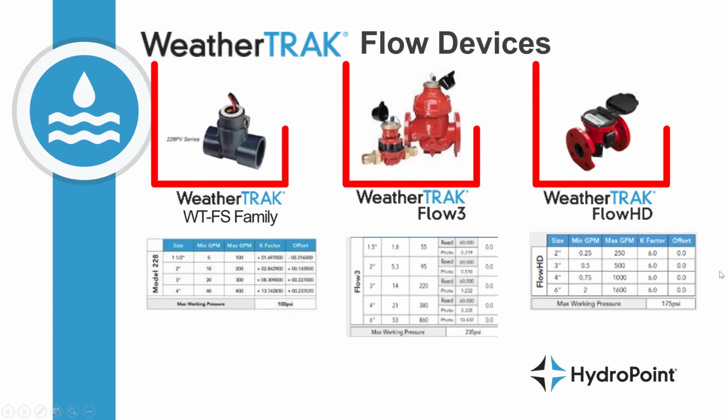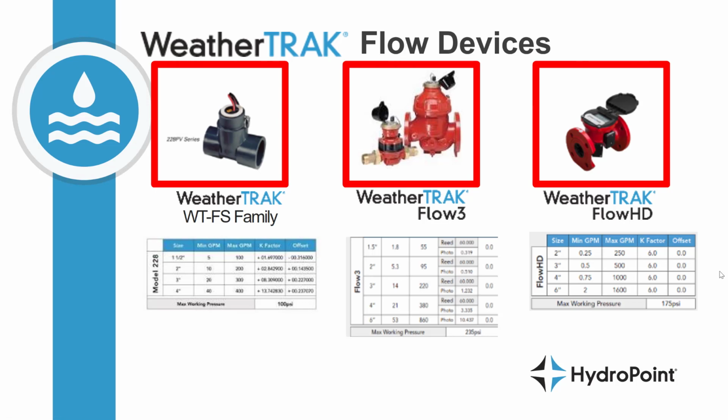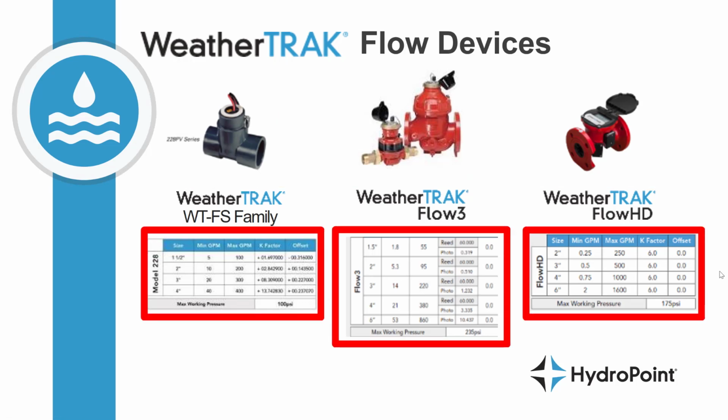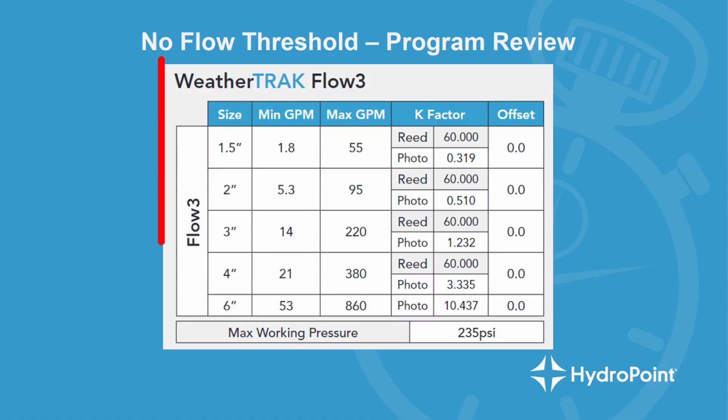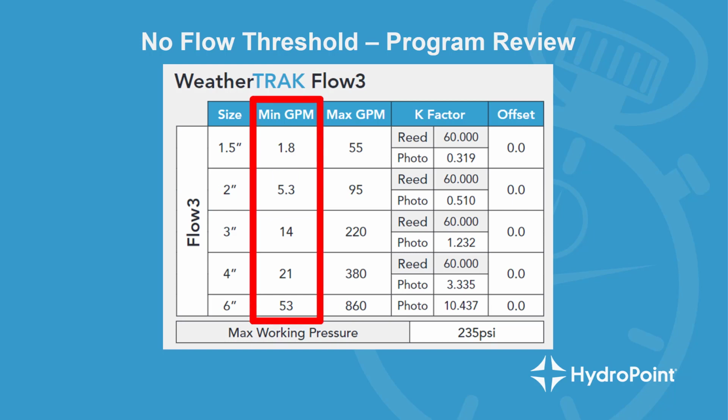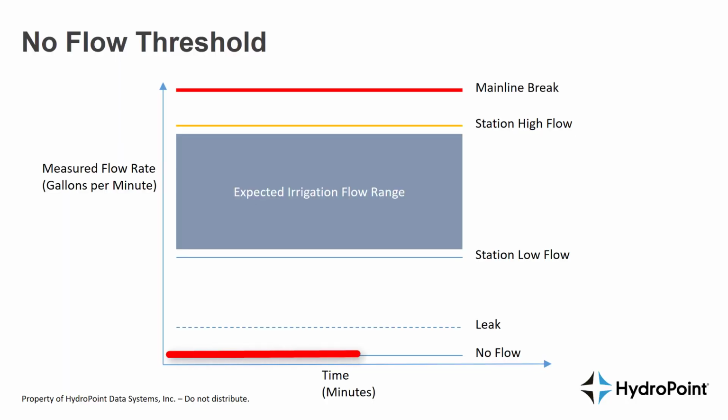That is to say, for every brand and size of flow sensor, there is a published minimum GPM that flow sensor will be able to manage. So in this case, if the flow sensor I had installed was a WeatherTrack Flow 3 that was a 2-inch device, then I would use this 5.3 gallons or 6 gallons per minute as the system minimum, or the no flow threshold. Because anything less than that is a garbage reading, we want to use this minimum GPM as the setting for your no flow threshold, or your starting point for measuring flow.